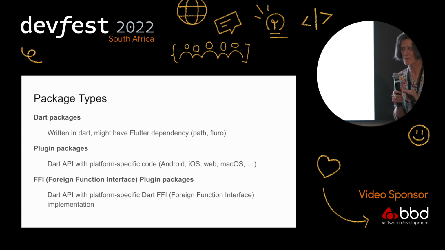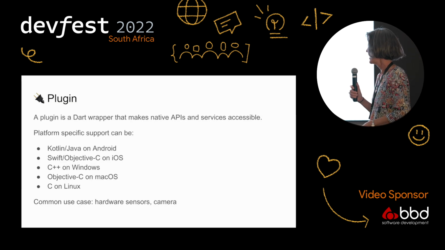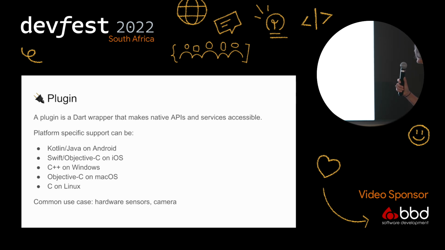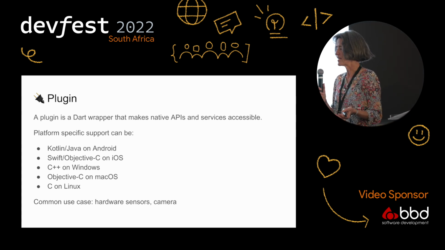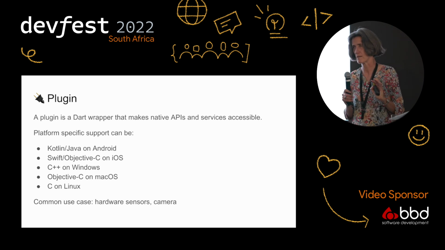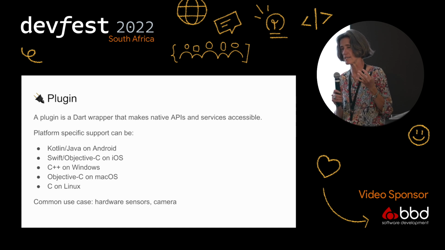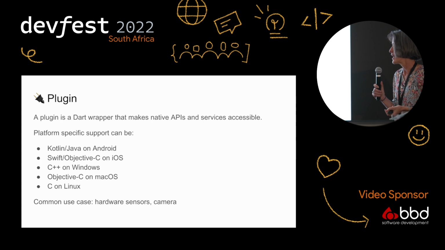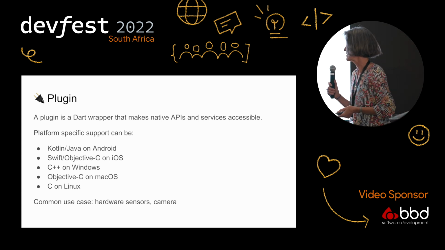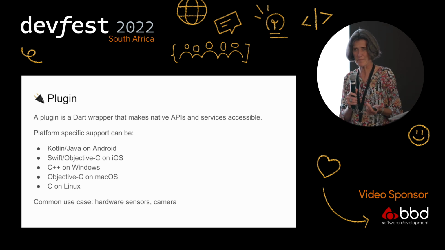Right, so we are for now done with the packages and look a little bit into plugins, which I better read. A plugin is a Dart wrapper that makes native APIs and services accessible. What's meant with native or with platform? There are currently 6 different Flutter platforms: Android, iOS, macOS, Windows, Linux, and web. 5 of them are supported by plugins. Why only 5? Well, the 6th is web.